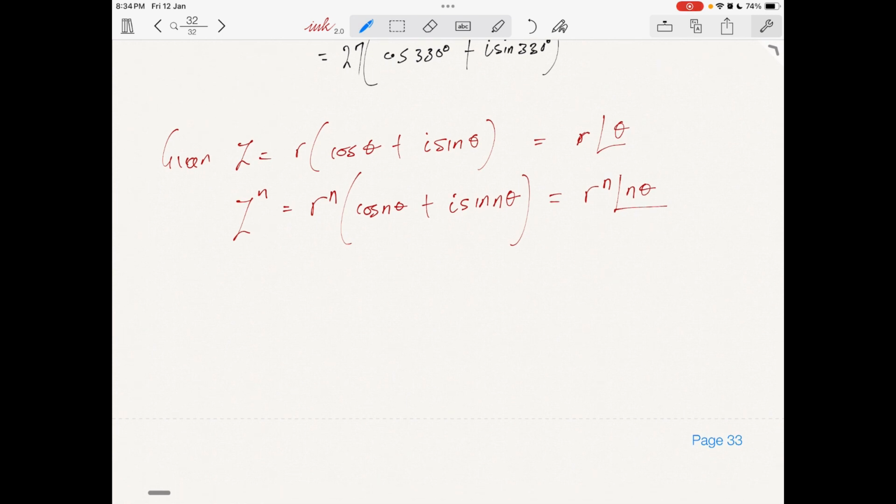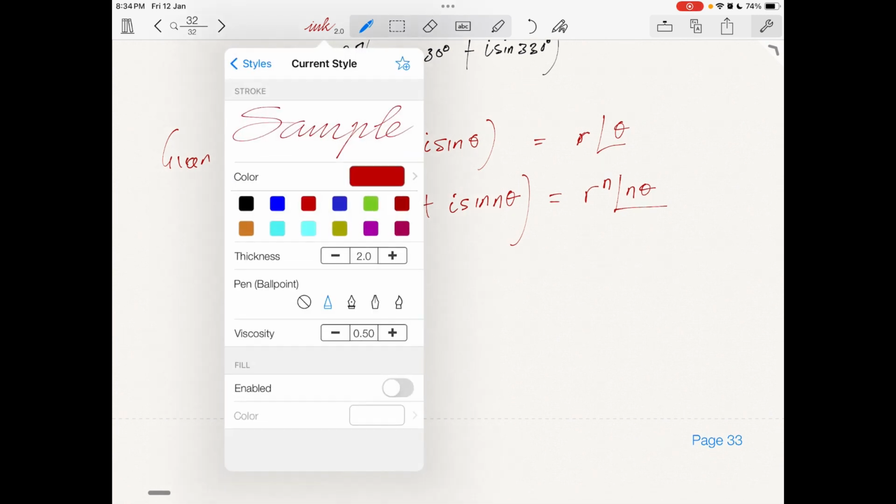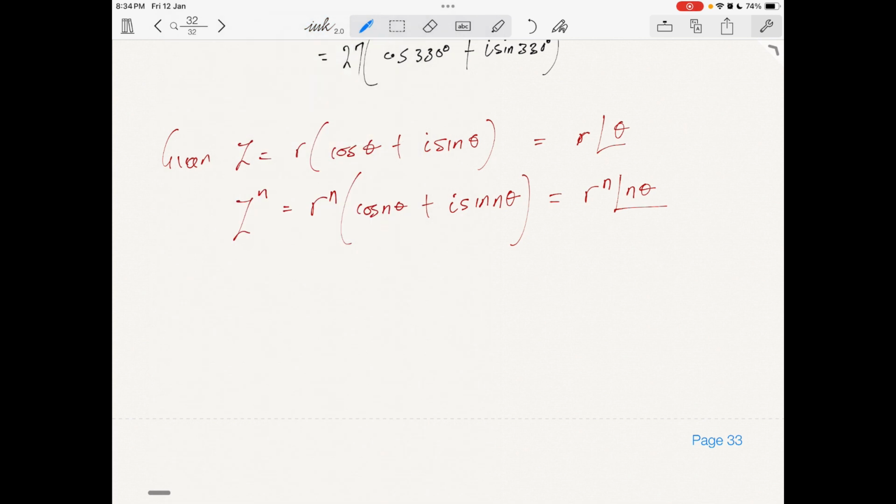Now we have been able to evaluate z squared, z cubed. We can also take it up to z raised to power 4 as the case may be. What happens when we want to evaluate z raised to power half, z raised to power 1 over 3, or even z raised to power 1 over 4? And it can continue on to z raised to power 1 over 5.